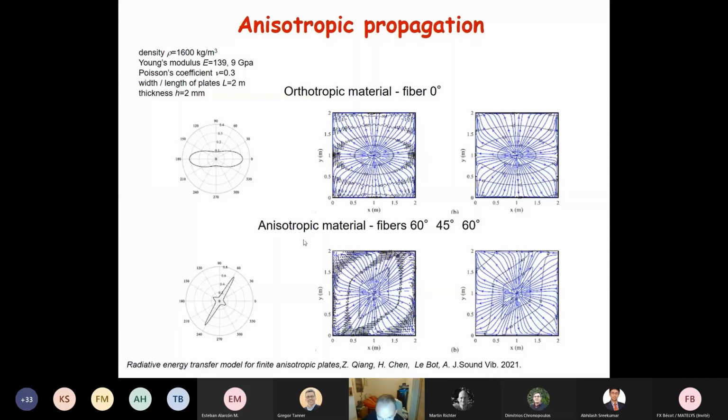So we took the example of a composite material with 3 layers, whose angles are 60 degrees, 45 degrees, and 60 degrees. And now we have a more directional emission for the source point. And you can see the comparison between the 2 fields, which is more or less square now. And the conclusion is the same, that is, the radiosity equation gives a correct solution to this problem, except that we cannot predict the rapid fluctuation of the field.